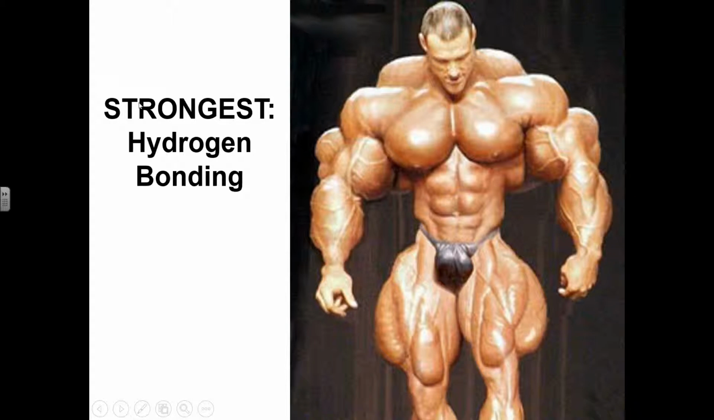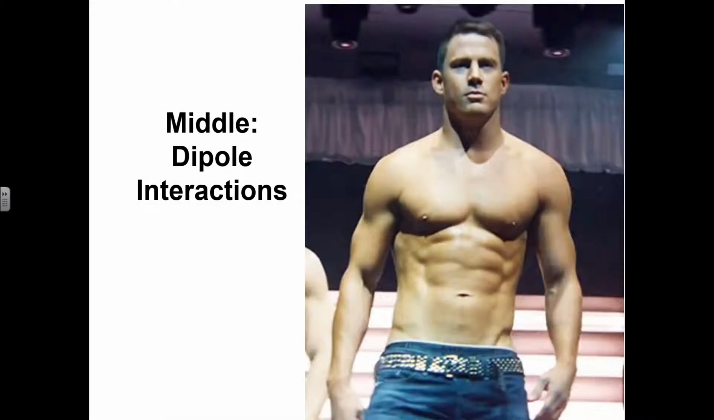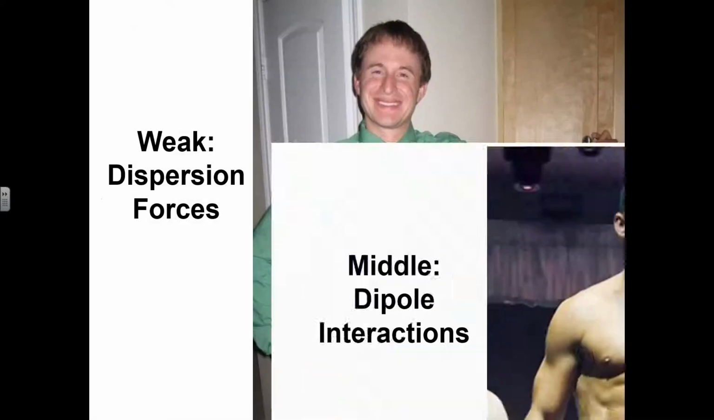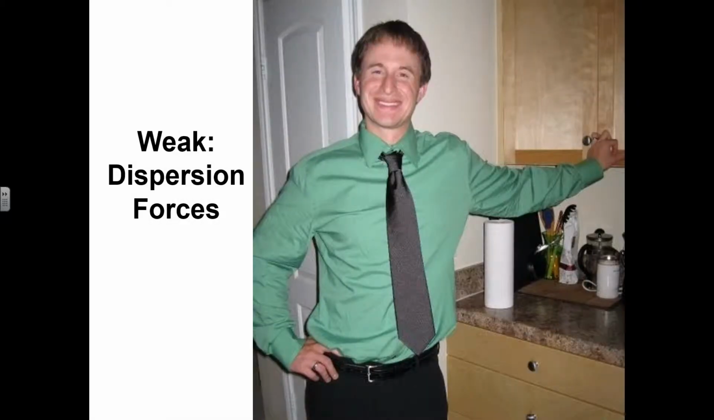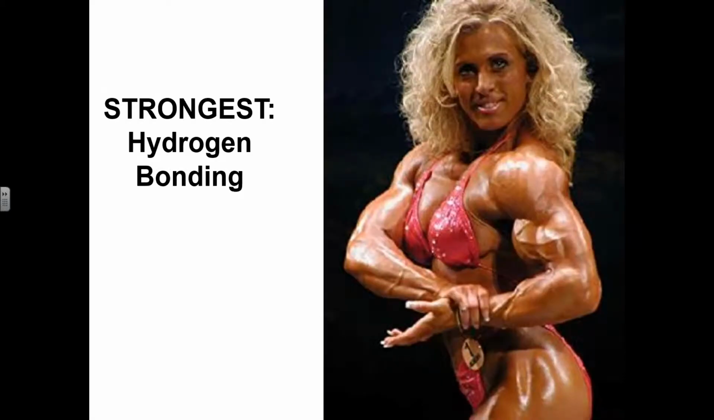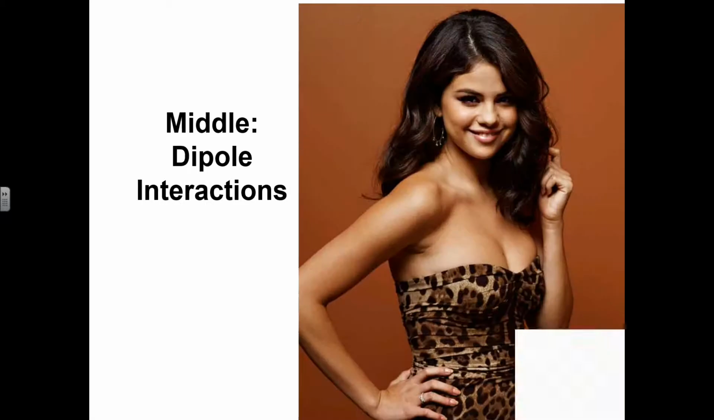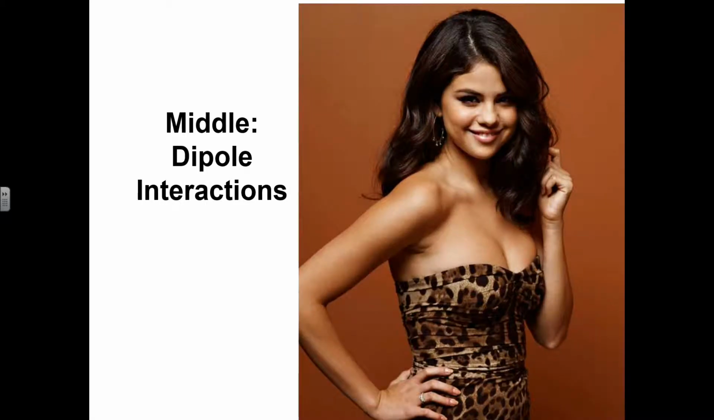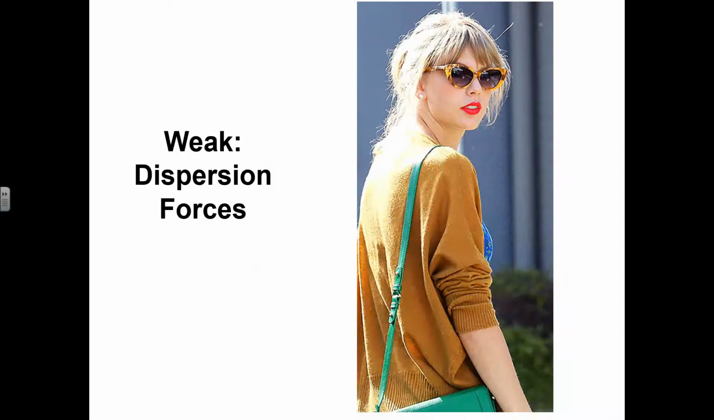So just for fun, I had some pictures to go along with this during the notes in class. There's strong man for hydrogen bonding. Dipole is the middle. I joked I put my husband for weak, then I changed it to Ed Sheeran. Strongest for hydrogen bonding. Medium, I don't know that she's that medium, but Taylor Swift definitely looks like she doesn't have as much muscle there. Poor Taylor Swift.